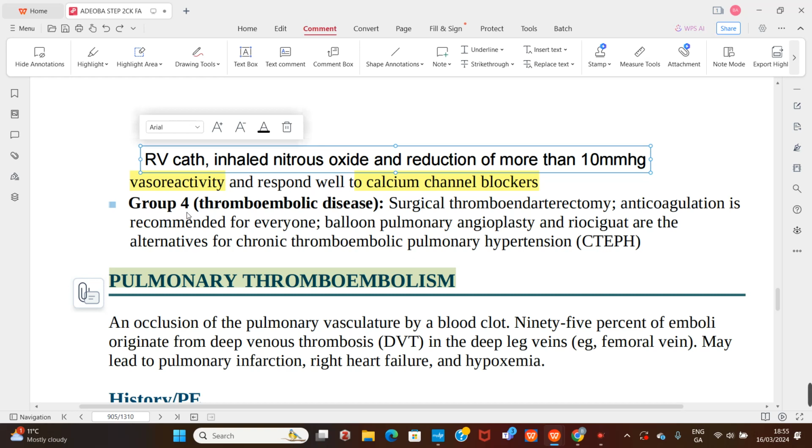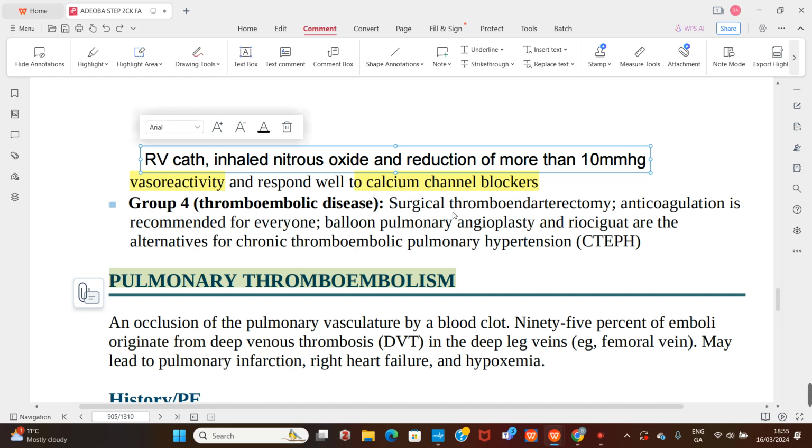So group 4, thromboembolic disease. The definitive treatment is surgical thromboendarterectomy. You have to go in surgically and remove that clot. But you have to place all of them on anticoagulation too. They have to get anticoagulated alongside people with group 2 for the risk of AFib.